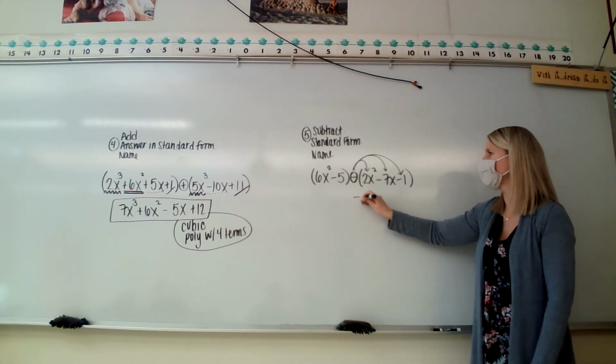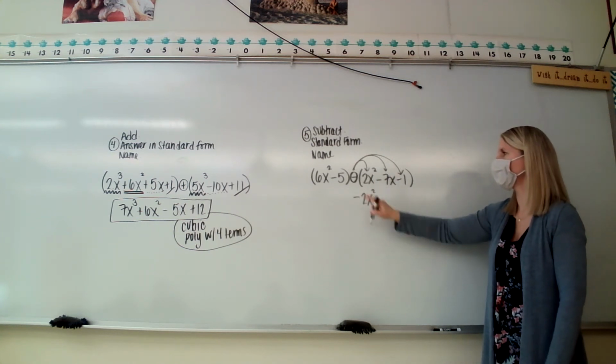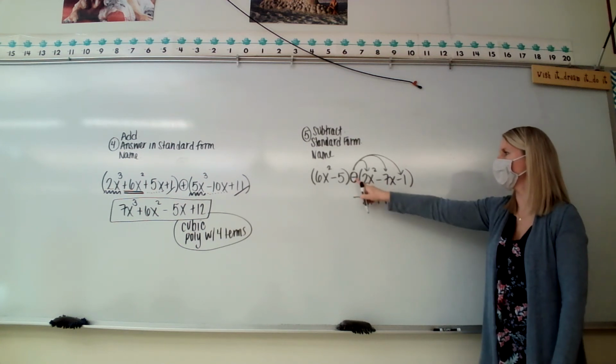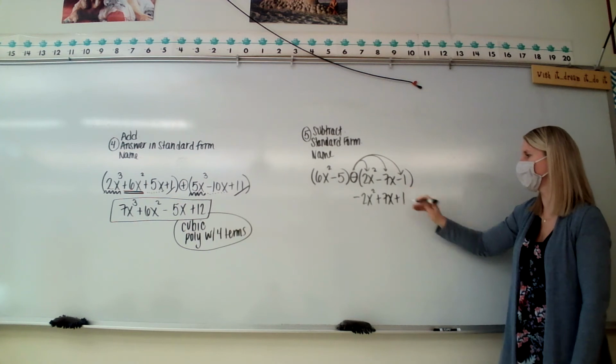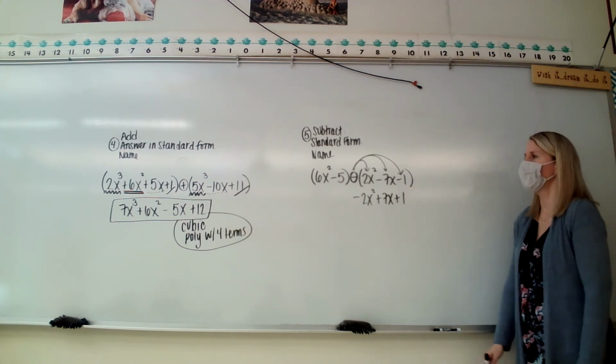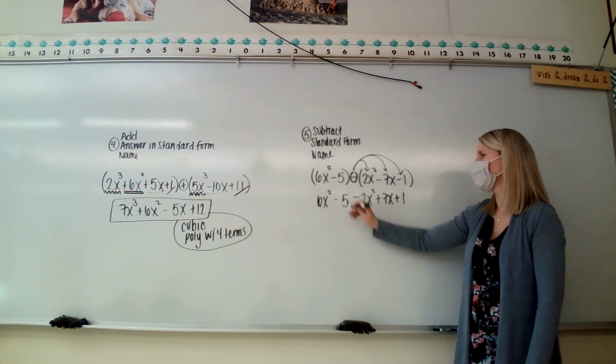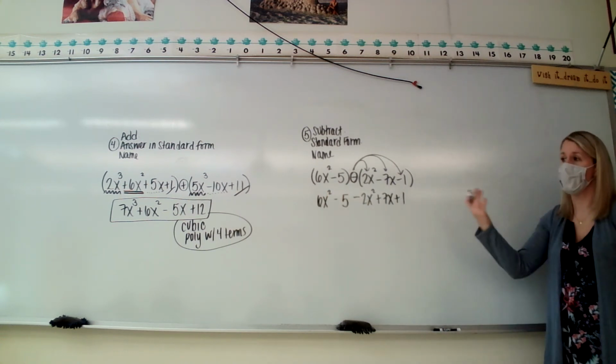That gives me negative 2x squared. A negative times a negative is a positive 7x. And once again, a double negative is plus 1. So then I basically just bring down that first polynomial. And now I'm going to combine like terms, like I just did with the addition problem.